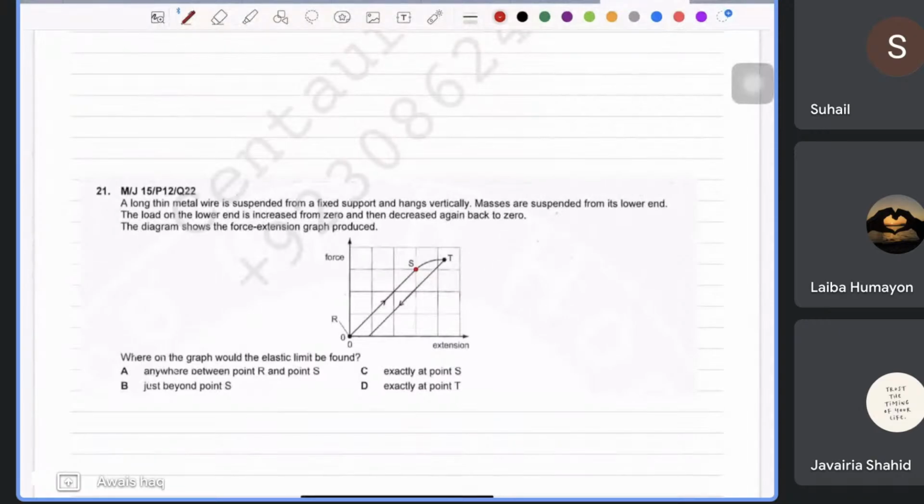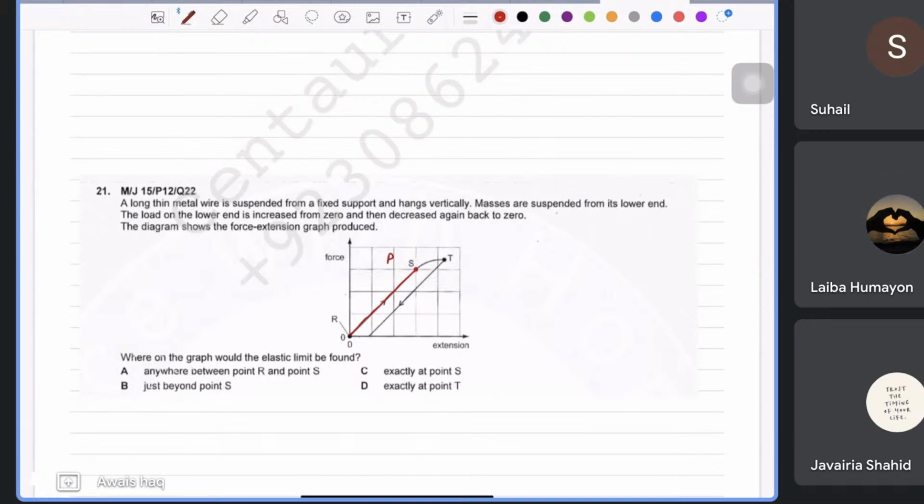A is 100% wrong. D. D, exactly at point T? Yes. No, that's wrong. I'll tell you why. You see that S is the limit of proportionality. Okay? Now, I just said that till the line is straight, force is proportional to extension, it's following Hooke's law. But elastic limit always comes after that. You get it?